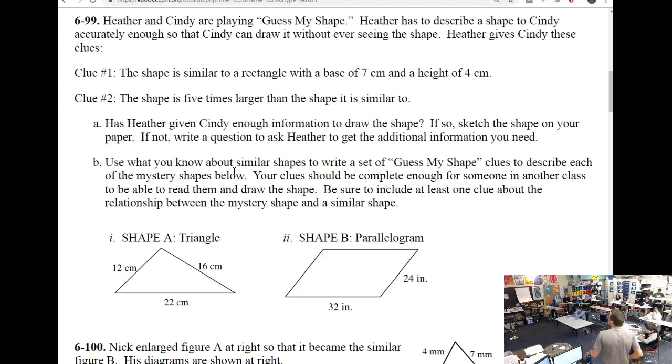So Heather and Cindy are playing Guess My Shape, and Heather has to describe a shape to Cindy accurately enough so that Cindy can draw it without ever seeing it. Heather gives these clues. The shape is similar to a rectangle with a base of 7 and a height of 4. The shape is 5 times larger than the shape it's similar to. Do we have enough information to solve? If so, what are the dimensions of the new shape?